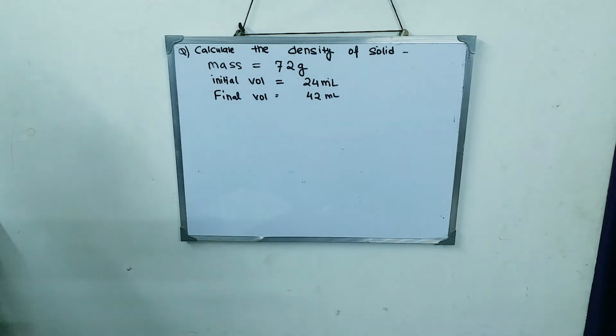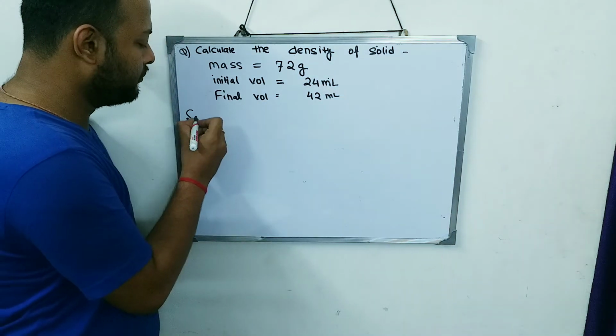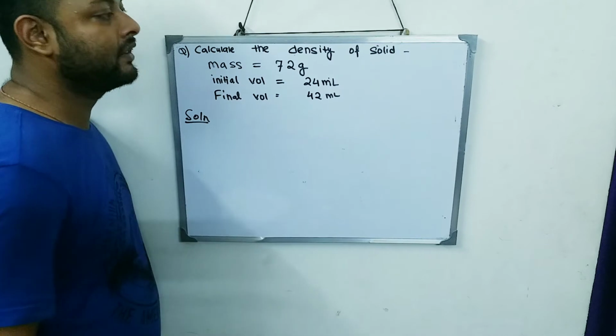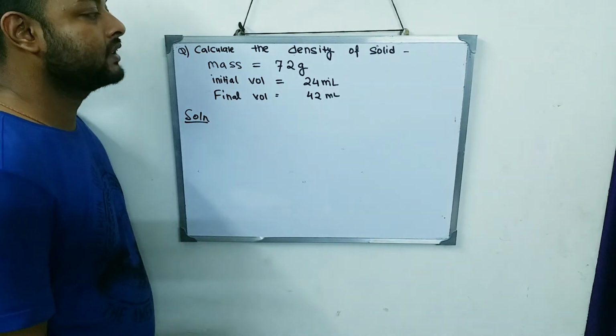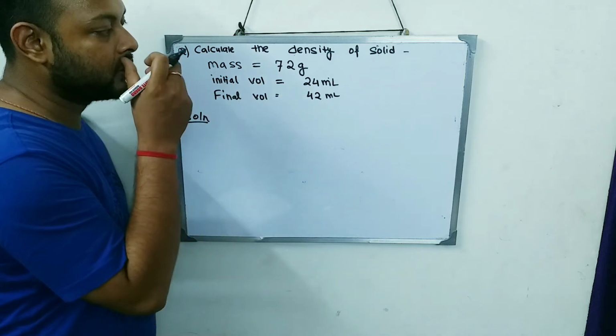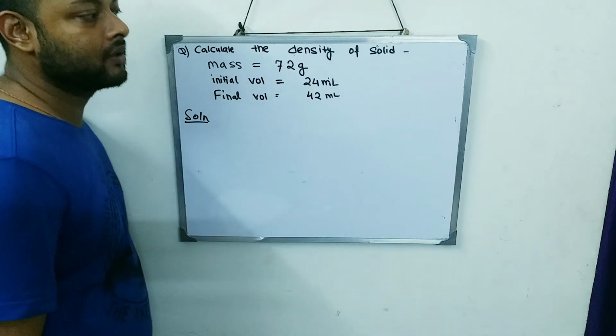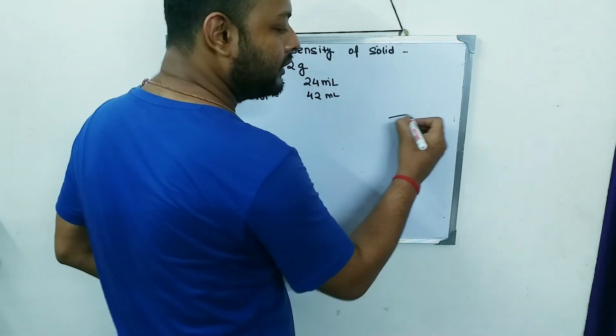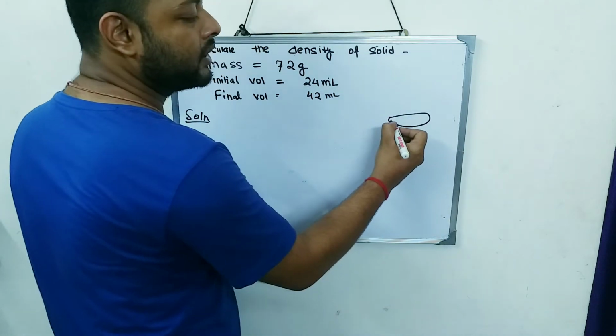So this is the numerical. So how to find the solution? They are saying that the mass is 72 gram, initial volume is 24 ml, and final volume is 42 ml. So we have to draw a little bit of diagrams to make it more understandable.